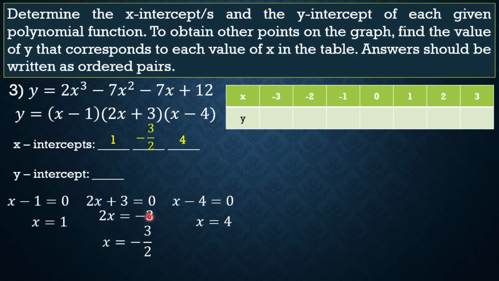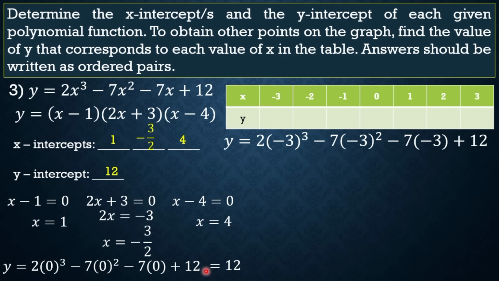And yung y-intercept natin, palitan ng 0 yung x, ganun lang palagi class. Palitan ng 0 ang x, so that is 2 times 0 cubed minus 7 times 0 squared minus 7 times 0 plus 12. The answer is 12. Okay, so the y-intercept is 12. And then dito, para ma-complete natin yung table of values natin, substitute lang si negative 3 dito sa given natin, and then simplify. So, the answer is negative 84.